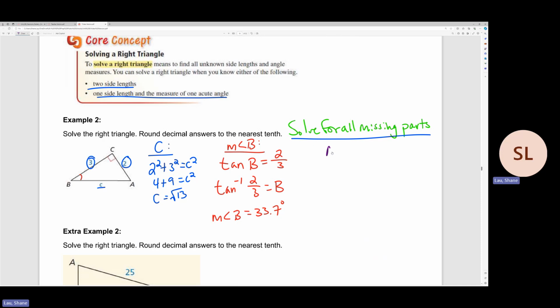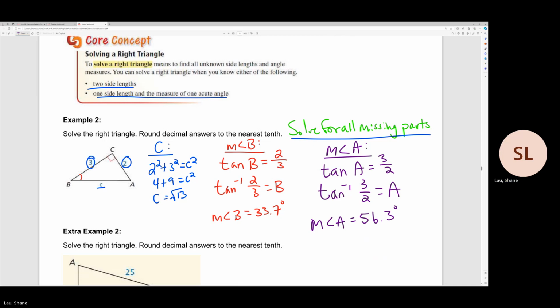And last but not least, the measurement of angle A. Set it up very similarly. Notice again, I still have my legs, so I'm going to use tangent again. I don't want to deal with that radical. So tangent of A equals, in this case, I have 3 over 2, not 2 over 3. 3 over 2. Tangent inverse of 3 over 2 equals A. The measurement of angle A is equal to 56.3 degrees. And that's how you solve for a right triangle.